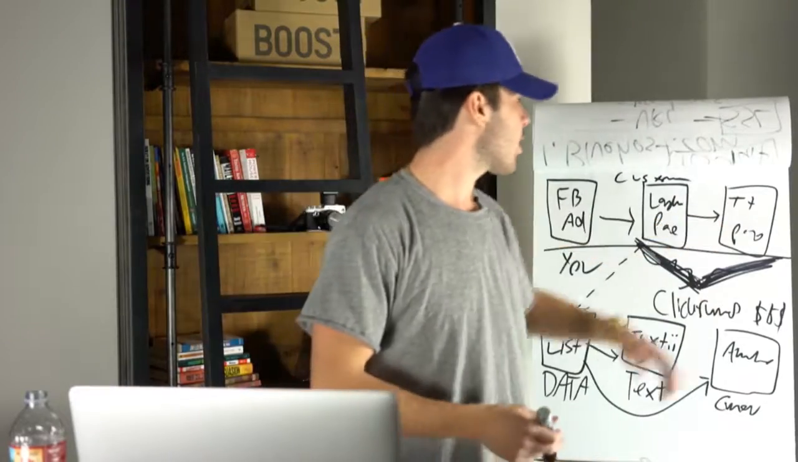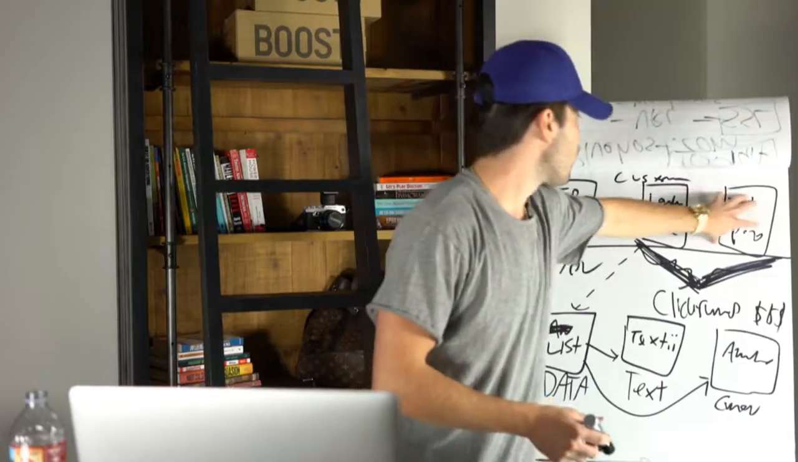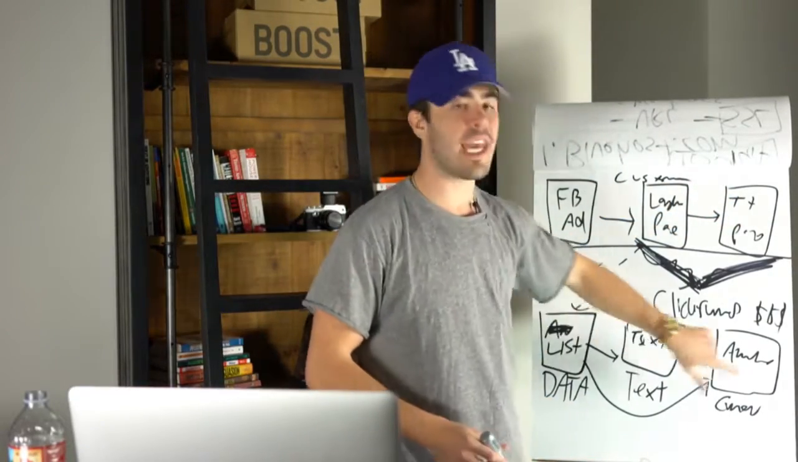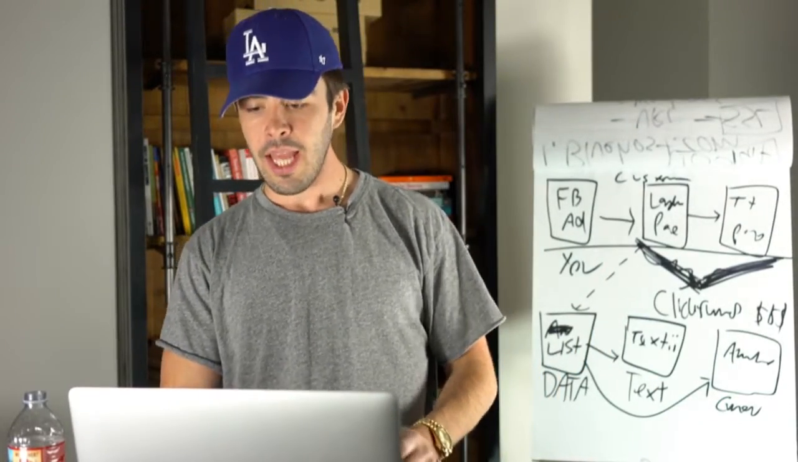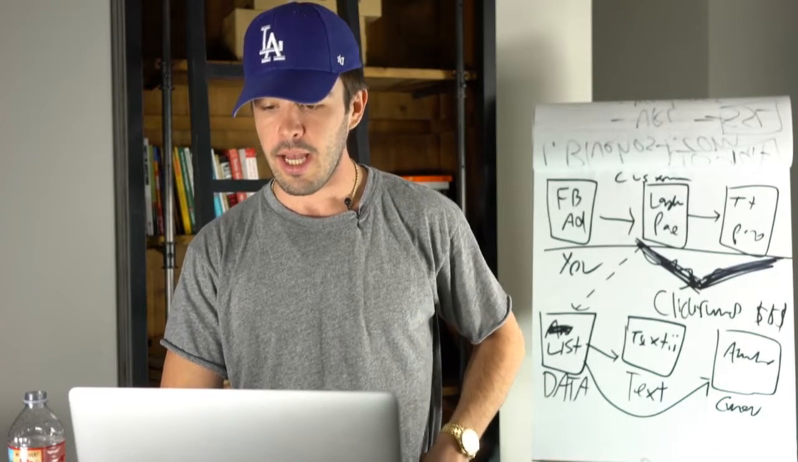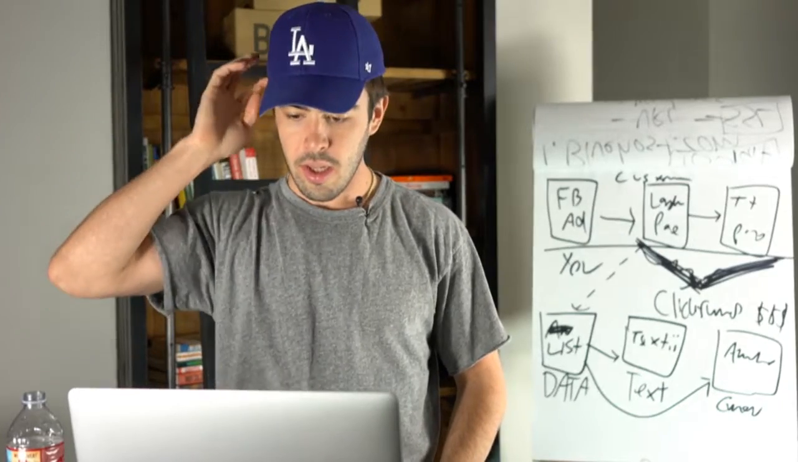And this works for everything. Like your group funnel, just replace this with the group: Facebook ad into group, and then take the list over here, Texty, Aweber. Does that make sense to you guys? Can you text a group with Texty? I don't know, I'm pretty sure you can. That would be cool, though.